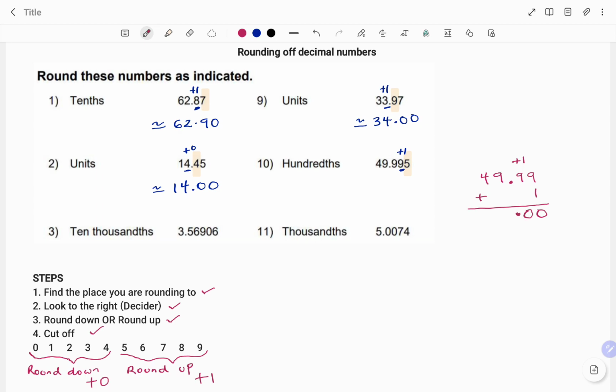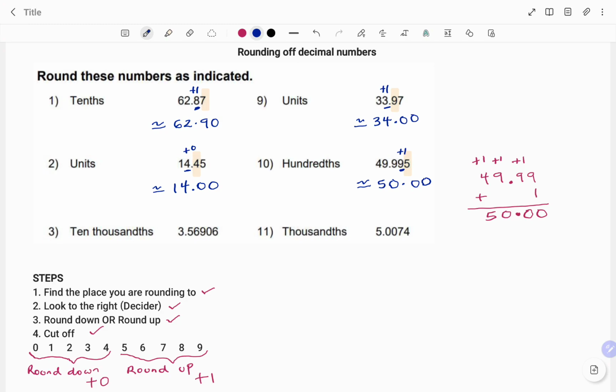Then I have my decimal point. I'm going to add 1 to my next number. 9 plus 1, that's another 10. I'm going to add 1 to the next number. 4 plus 1, that's 5. So therefore, rounding to the nearest hundredth will give me 50.00.